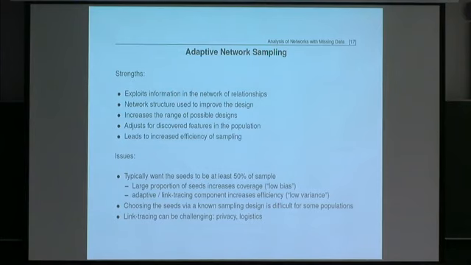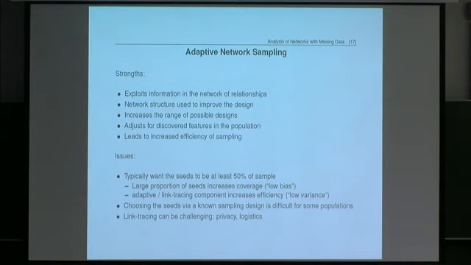However, adaptive sampling also has some strengths, which are listed here. I'm not going to go through all of these or expand on them for time, but what we would note is that it allows us to conduct a network sample in situations where it otherwise would be difficult, and we can adjust during the sample for some of these discovered features in the population.